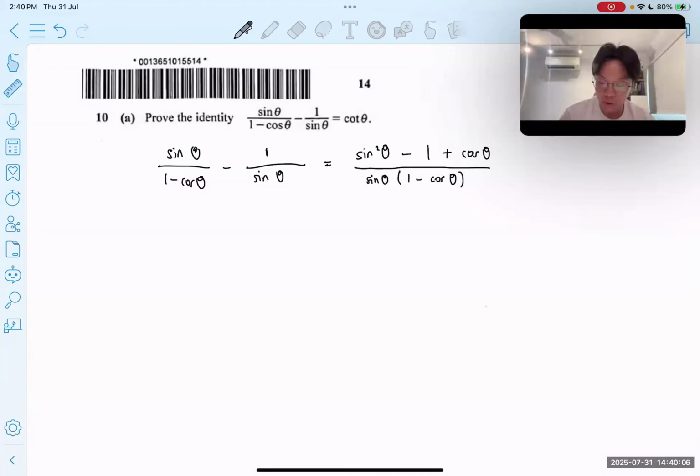If we remember the rule that sine square theta plus cosine square theta is always equal to 1, we can bring in a cosine square theta on the numerator of our fraction. You see, this sine square theta is actually just 1 minus cosine square theta, minus 1 plus cosine theta. That way we can get rid of the 1 in the numerator and further simplify this equation.